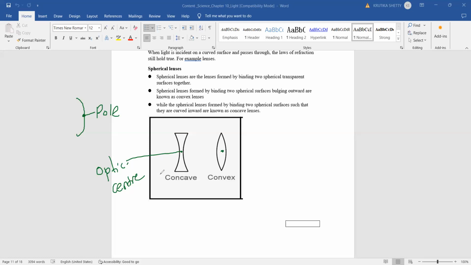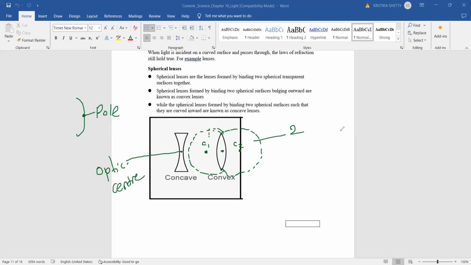The next point is the center of curvature. With respect to a convex lens, if I draw a circle, this is for one surface and this is for another curved surface. So here you can see one more circle. Center of curvature is nothing but the center of that circle. Here I can take it as C1, and this as C2. In the case of mirrors, we have only one center of curvature. In the case of lenses, we have two centers of curvature.